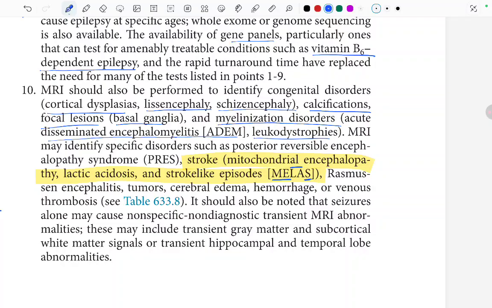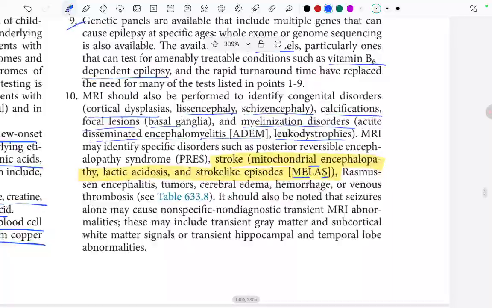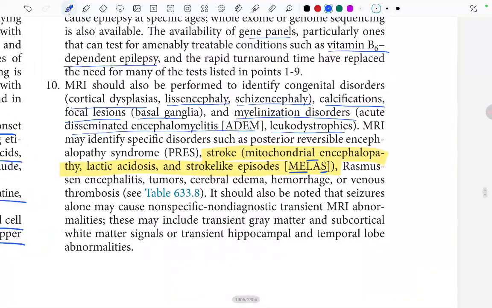MRI can also identify Rasmussen encephalitis, tumor, cerebral edema, hemorrhage, or venous thrombosis. It should also be noted that seizures alone may cause non-specific, non-diagnostic transient MRI abnormalities. These may include transient grey matter and subcortical white matter signals or transient hippocampal and temporal lobe abnormalities. These abnormalities can be caused by seizures alone.